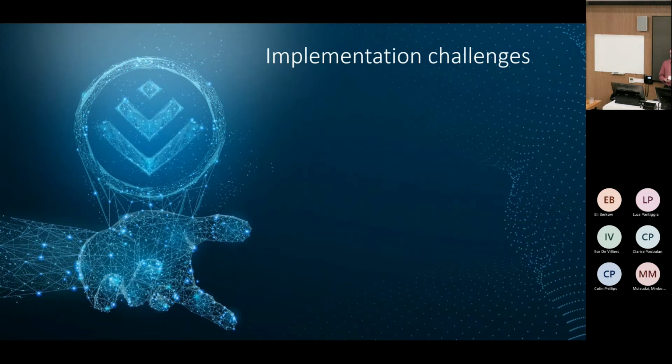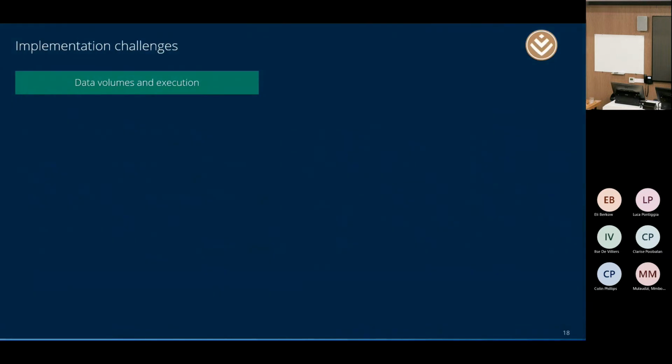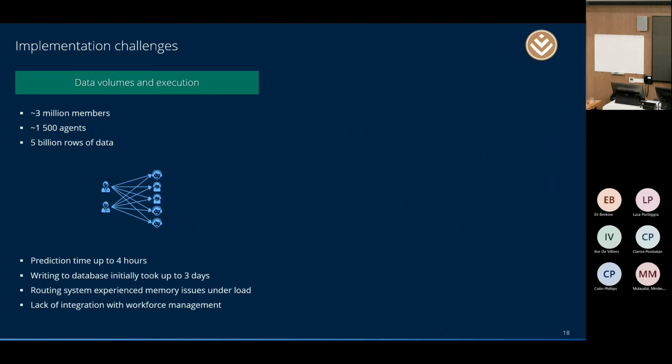Now, some of the implementation challenges we've encountered, and maybe you might have anticipated this, are largely to do with the data volumes. If we consider almost 3 million members and 1,500 agents, and you're going to predict for each possible combination, then you get around 5 billion rows of data. In our case, that's really difficult to work with. When we tested working with this data, prediction time would take up to 4 hours, which maybe you can deal with.